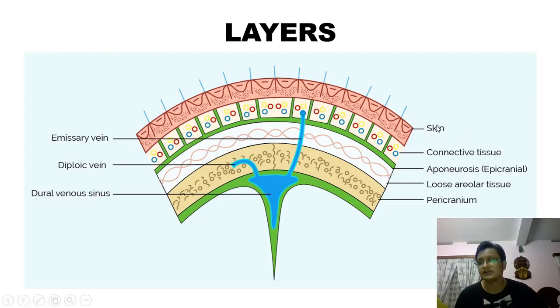Coming to the layers of the scalp, there is an easy mnemonic: SCALP. S is for skin, C for connective tissue, A for aponeurosis, L for loose areolar tissue, P for pericranium. As shown in this diagram, the connective tissue is very important because all the vessels, nerves, veins and arteries come in the connective tissue. So the emissary vein also opens here in the connective tissue.